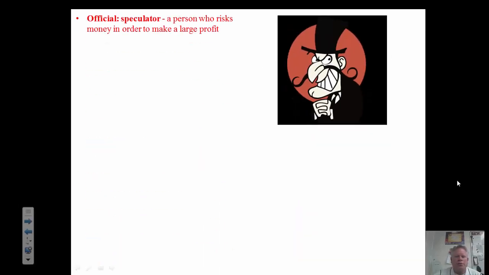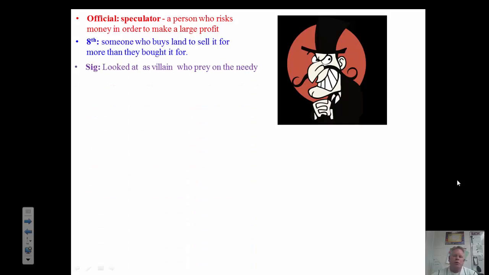Next word is speculator, a person who risks money in order to make a large profit. Someone who buys land to sell it for more than they bought it for. Speculators were often looked at as villains who preyed on the needy because they looked for people who needed money, and they would take advantage of their situation and buy things for less than what they were worth, and then they would sell them for more later.